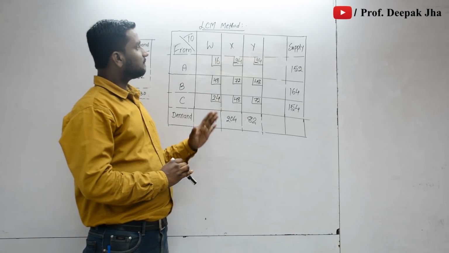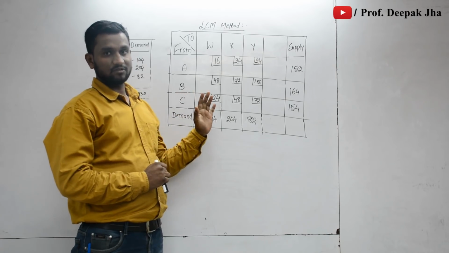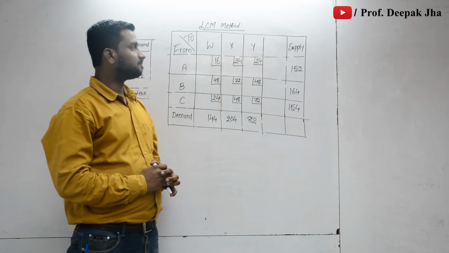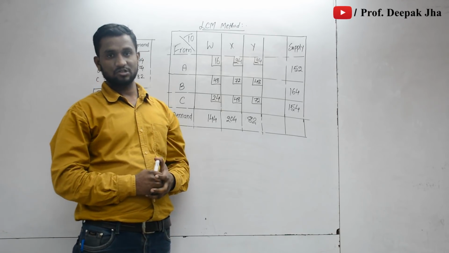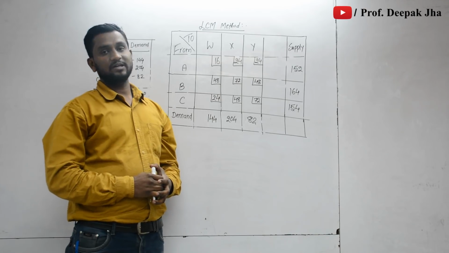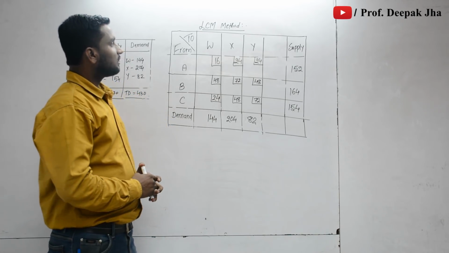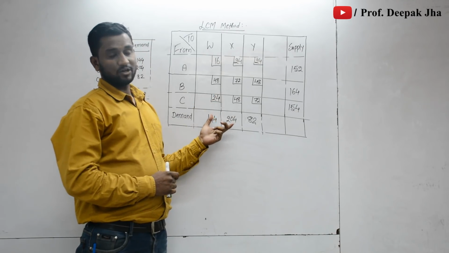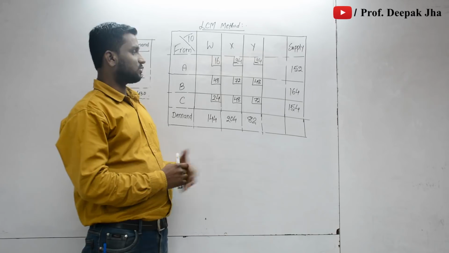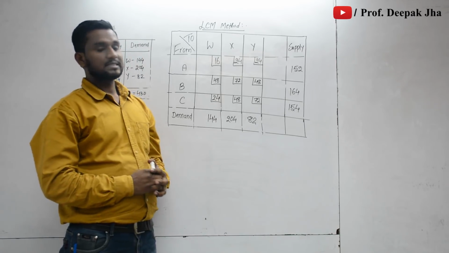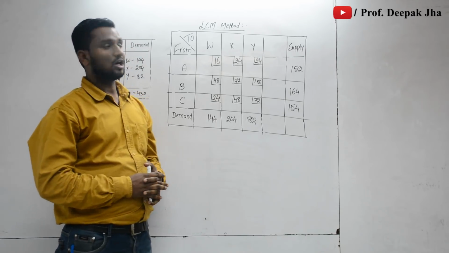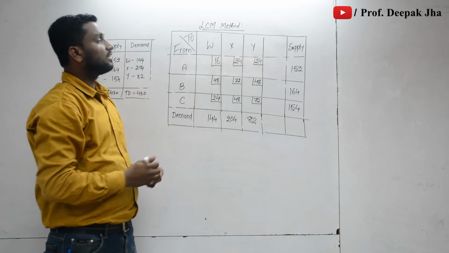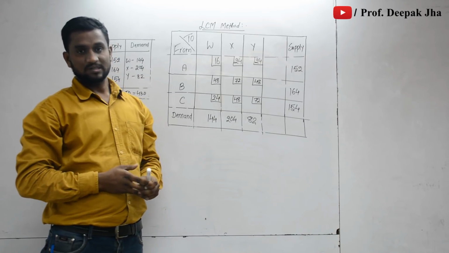In order to solve the sum using the LCM method, there are two pre-checks you have to do. First, whether the problem is a minimization problem or not, and second, whether it is balanced or not. It is a minimization problem because we have to reduce the transportation cost, so obviously we have to minimize it. Second, whether it is balanced or not. How to check whether the problem is balanced? That depends on whether the total demand equals the total supply or not.